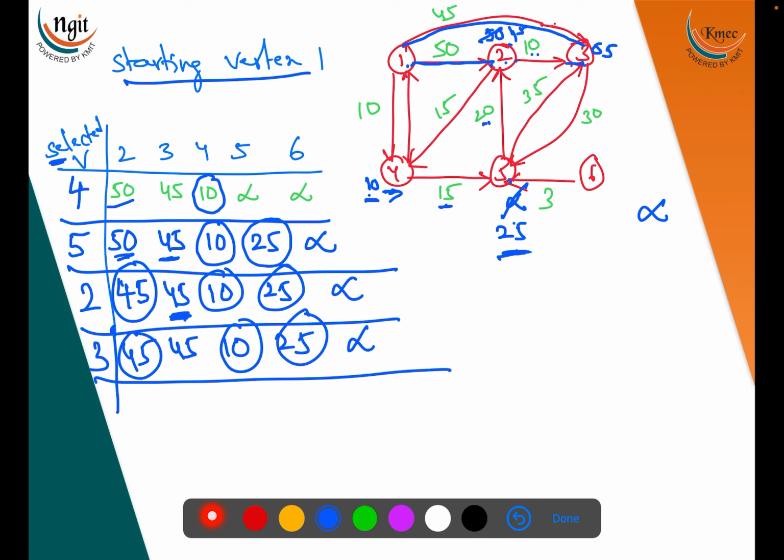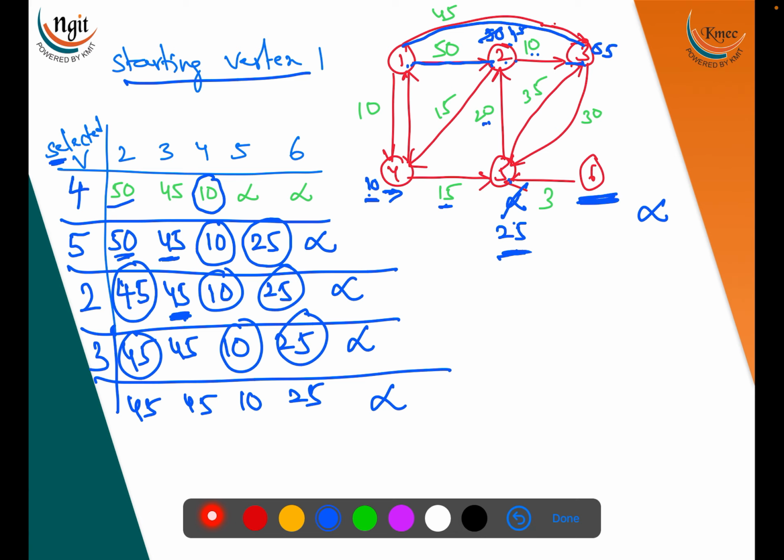Now I am considering the third vertex. From the third vertex, where should I go? There is only the path to 5, correct? There is no path to 6. 6 is unreachable because there is no edge to 6. Again we write 45, 45, 10, 25. So this is the shortest path. As there is no reachable edge, it is infinite.